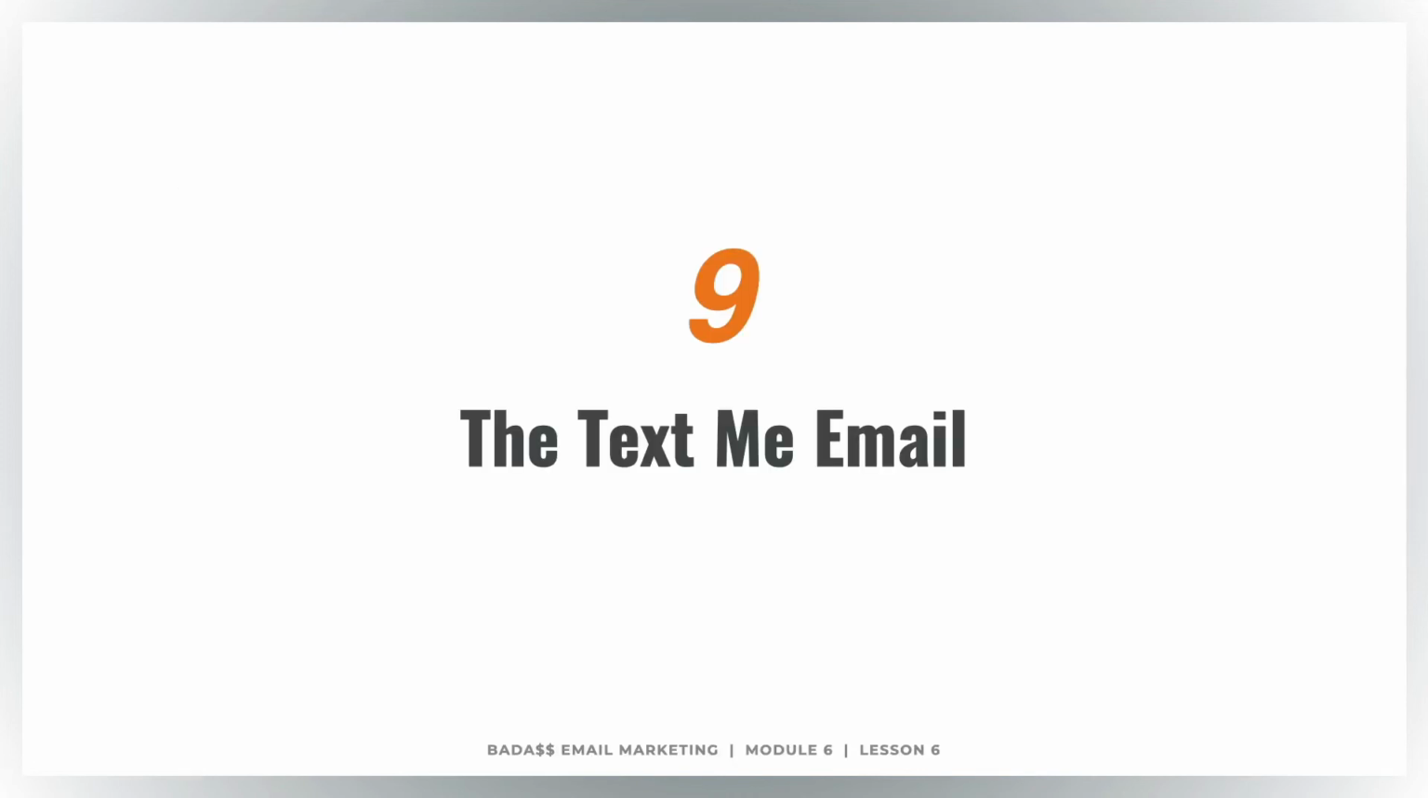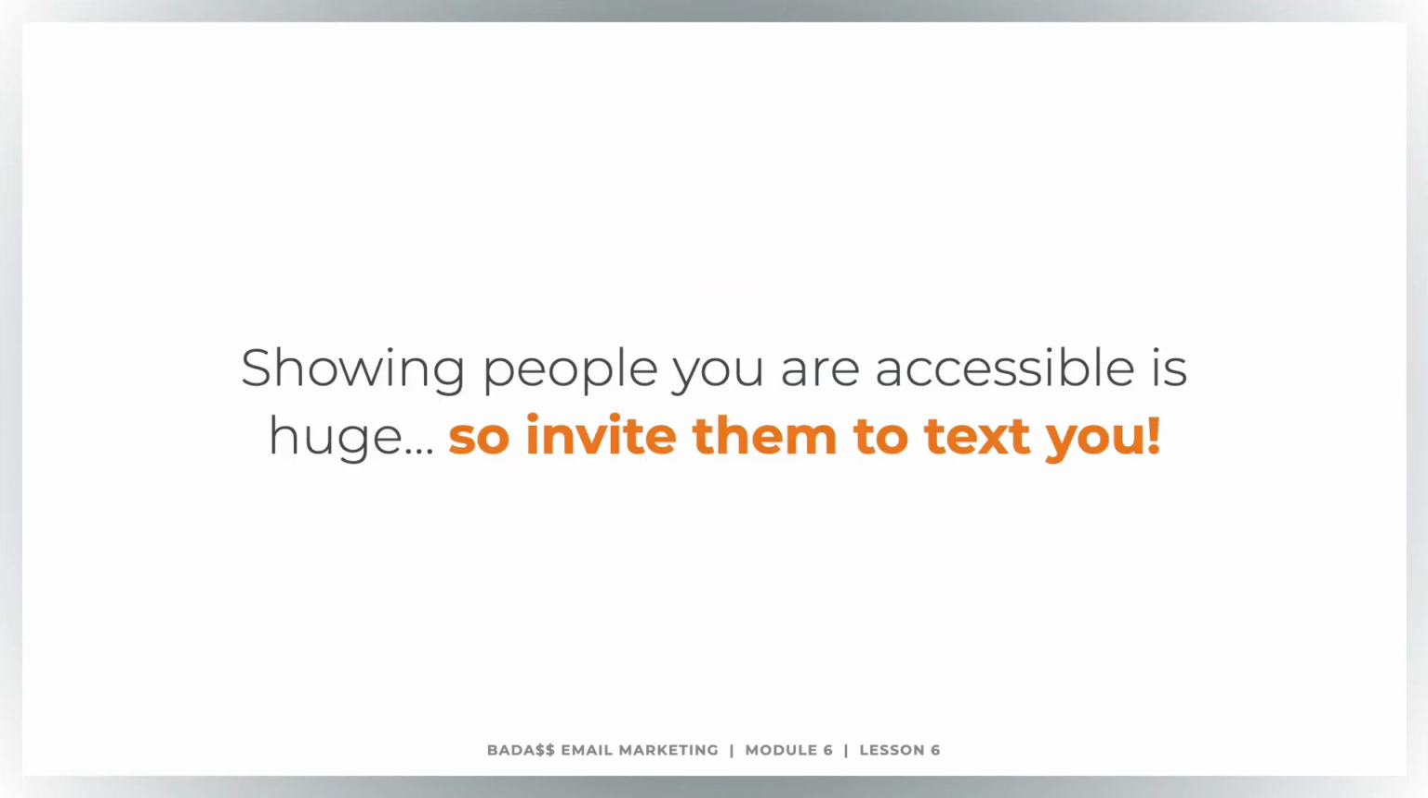Then that takes us to a related email, which is the text me email. Showing people you are accessible is huge. So invite them to text you. And before you say, whoa, Bobby, are you going to ask me to give out my personal cell phone number? No, I'm not. I got you. Don't worry. This is an email that you send to everybody in the closing day or two of the launch that simply invites them to send you a text message if they have questions. Because when people hear that, they're like, wow, this guy's really accessible. And that will make them more likely to buy.